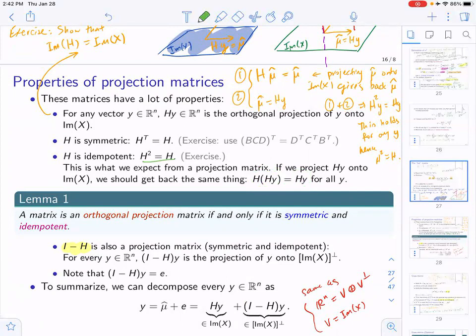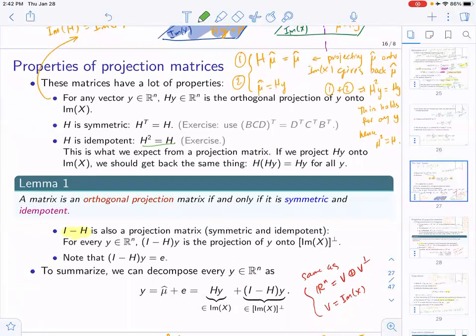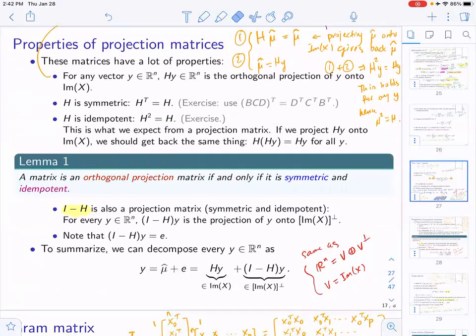So this is really a geometric property that the projection matrix has to have. And it turns out that I minus H also is a projection matrix. All you have to do to verify this is to verify that it's symmetric and idempotent, which you can do for yourself. And then the question now is, what is the space onto which this projects? It turns out that this projects onto the image of X perp, the orthogonal complement of the image.